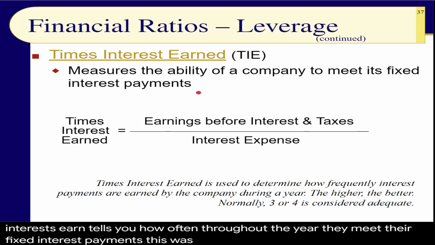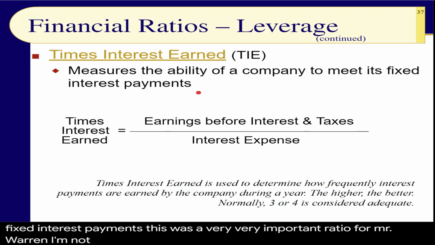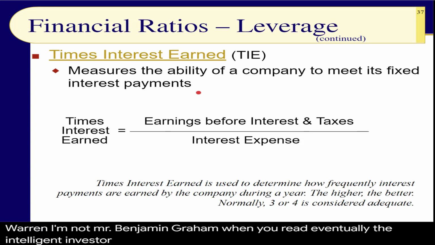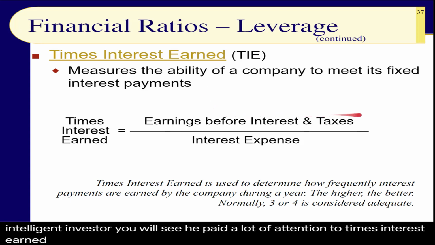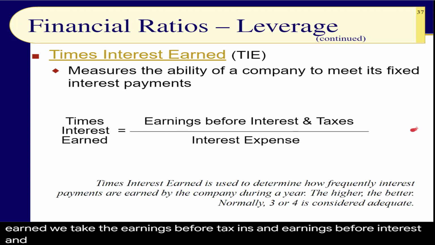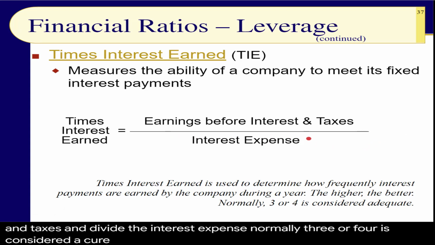This was a very, very important ratio for Mr. Benjamin Graham. When you read eventually The Intelligent Investor, you will see he paid a lot of attention to times interest earned. We take the earnings before interest and taxes, and divide by the interest expense. Normally, 3 or 4 is considered adequate. That means 3 or 4 times a year you earn your interest.